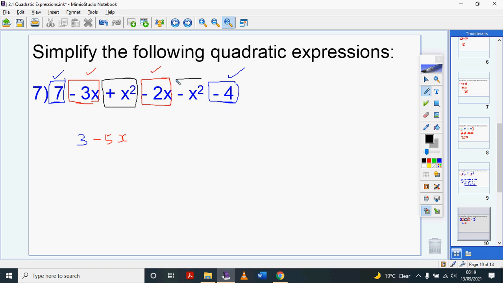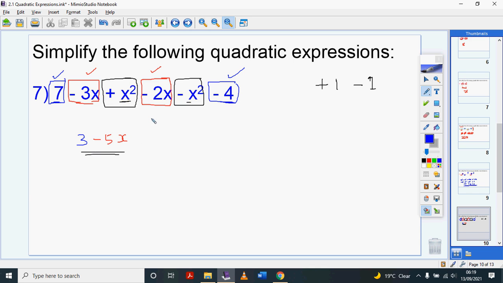and negative x squared. And if you know anything about all of the math you've been doing, is that if I have a positive and a negative of the same number, they just cancel out, because this is positive x squared and that's negative x squared, so they'll just cancel out to give you 0. And then your final answer is just 3 minus 5x.